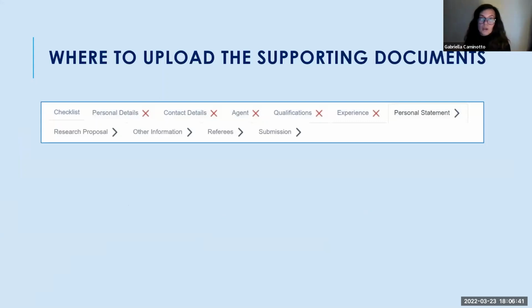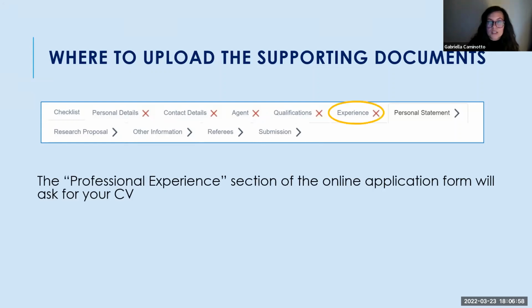So where do you upload the supporting documents? So this is basically a summary of the online application form. Some of these things are really straightforward, so I won't go through these ones in detail, but I just want to show you where to upload the supporting documents. Some of them are straightforward. So the CV clearly goes in the experience section of the online application, and this section will actually ask you for a CV, so you can't miss it.